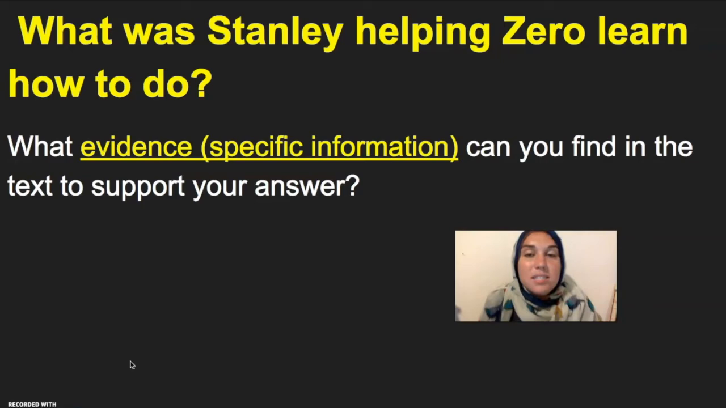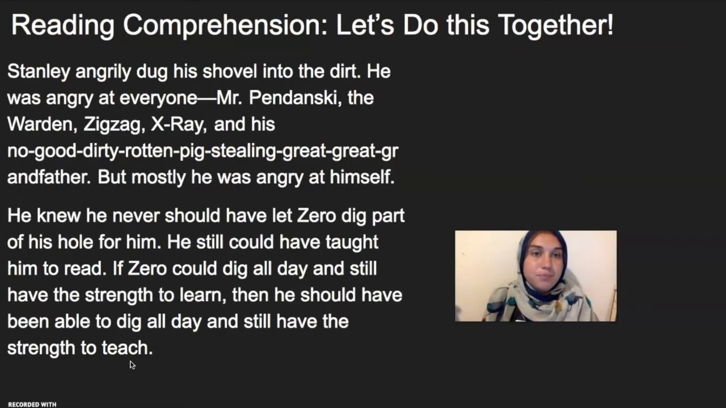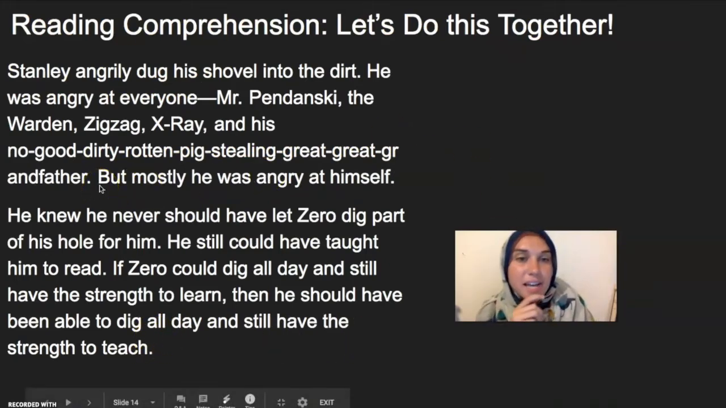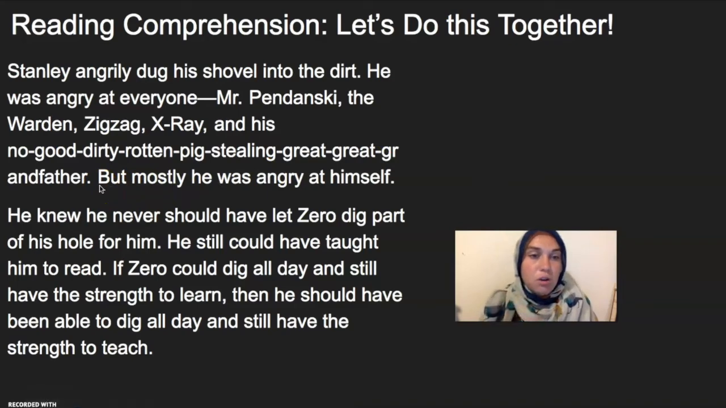So, what was Stanley helping Zero learn how to do? And what evidence can you find in the text to support your answer? Let's look back at our paragraph. Okay. What did Stanley help Zero learn how to do? Well, this part of the paragraph is all about who Stanley is angry at. So I don't know if we can find the answer there, but we can look at this second part of our paragraph. Let's read it, okay?